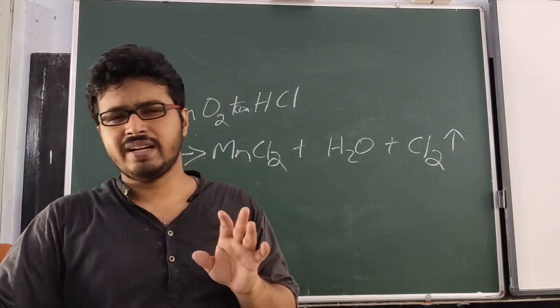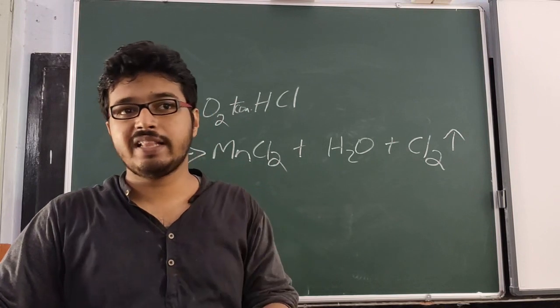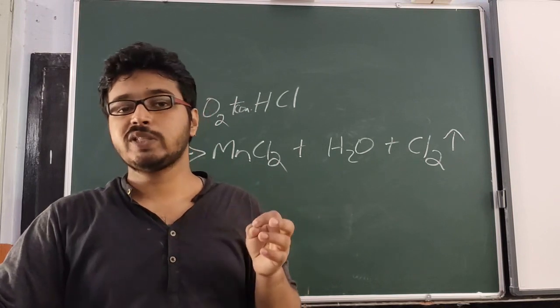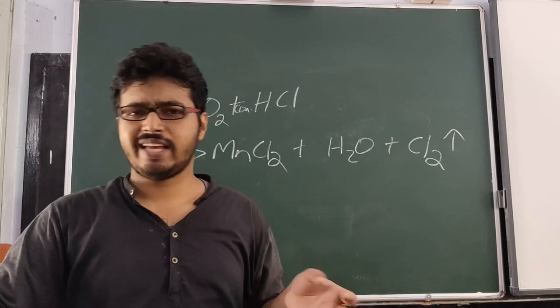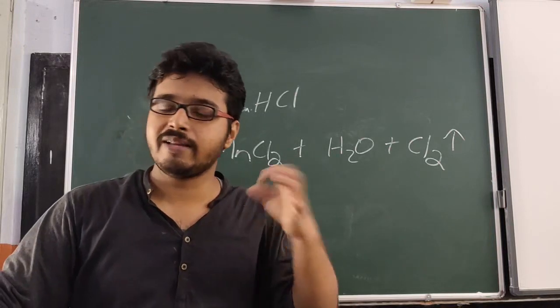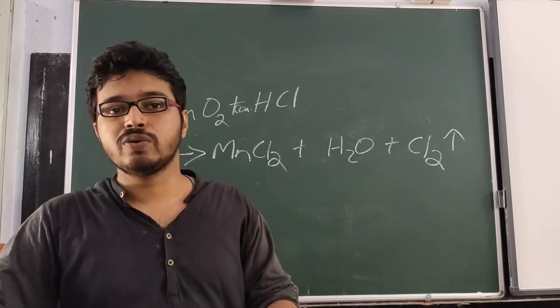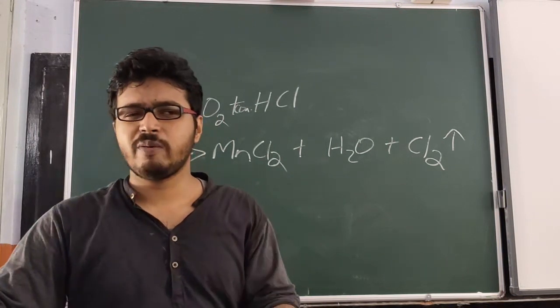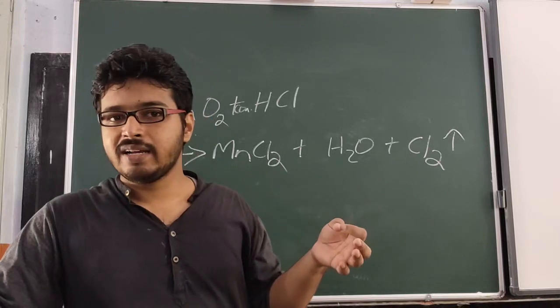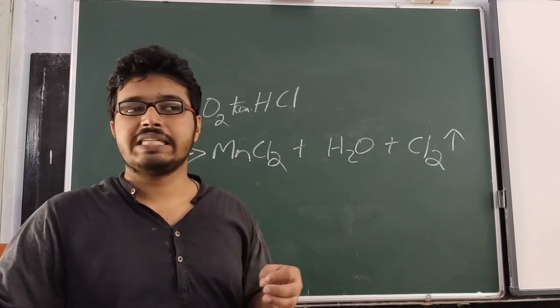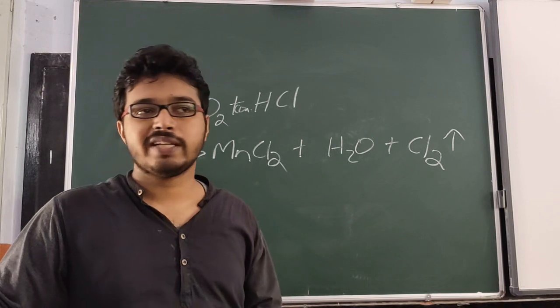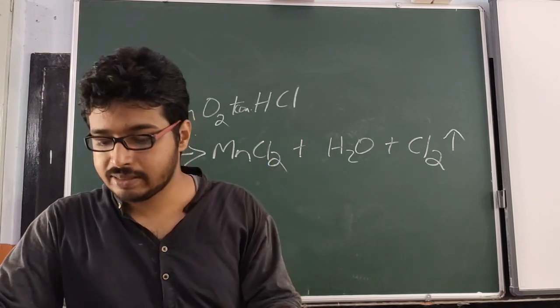But I cannot fully agree with that point. There is a better source for chlorine. What can you guess? What is the better source of chlorine other than HCl? It is NaCl. So almost all the chlorides are formed from NaCl. Even HCl is normally manufactured from NaCl itself.